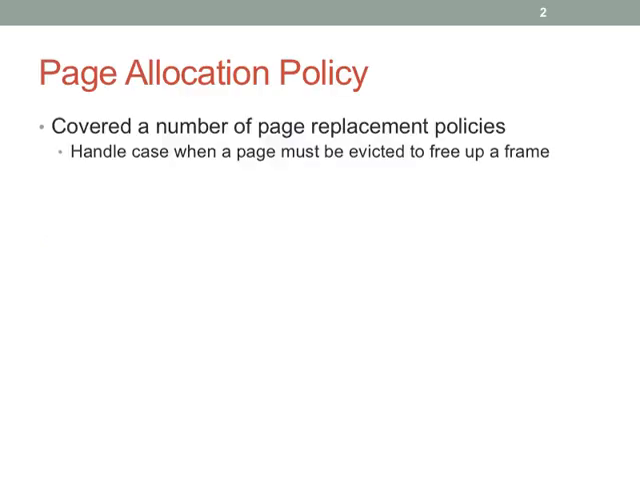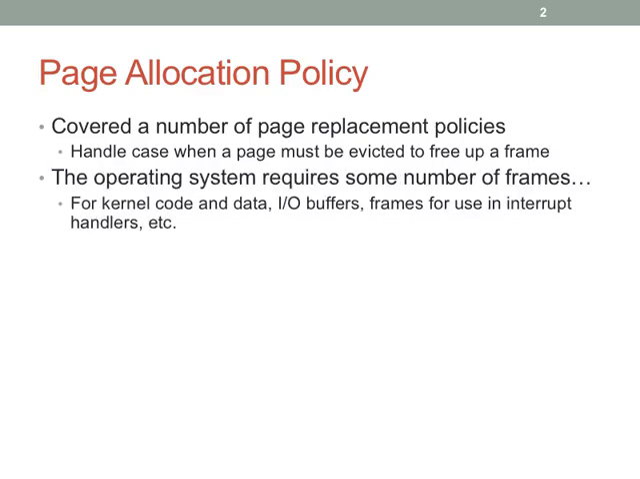But today we were going to sort of wrap up the discussion of page management by talking about page allocation. So this is the question of how do I decide how many pages each process should actually get to work with, or rather, how many frames it gets to keep in physical memory. Page replacement policies we talked about; these are for when you have to evict a page to free up a frame.